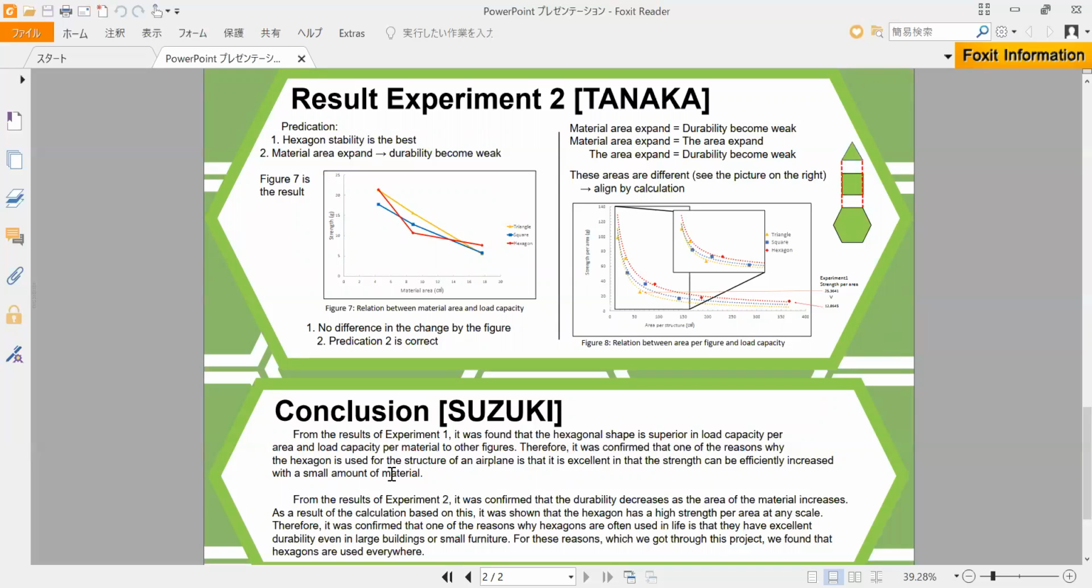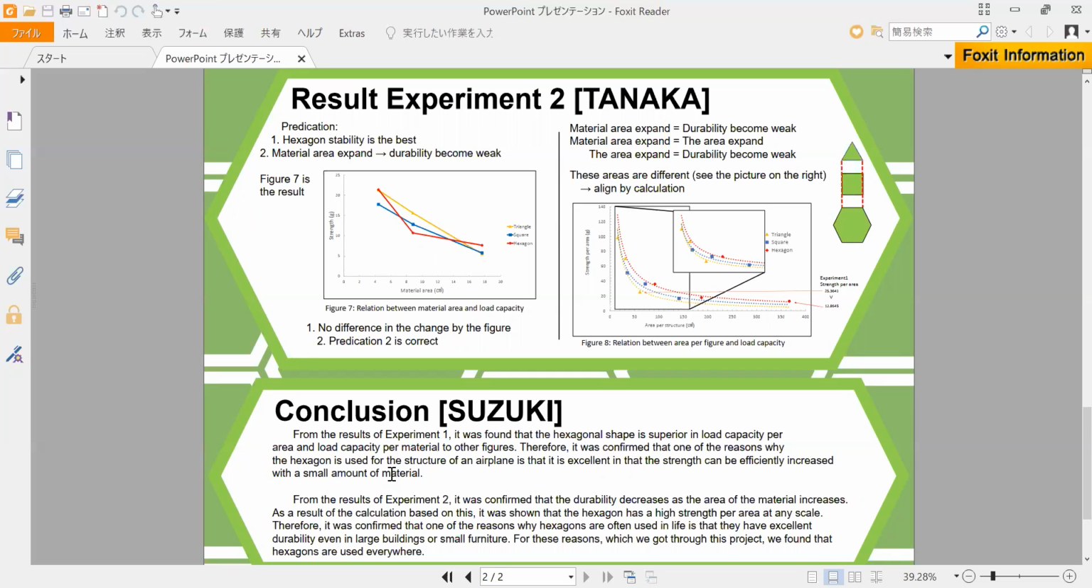We have two predictions. Prediction 1, the hexagon stability is the best. Prediction 2, the more the material area expands, the weaker the structure durability becomes. Please look at Figure 7. Figure 7 shows the result of experiment 2. There was no difference in the change by the figure. If I must say, the hexagon has a difference in the rate of decrease. Prediction 2 is correct. The durability of the material decreased as the area increased.